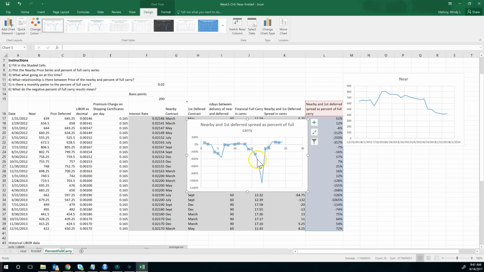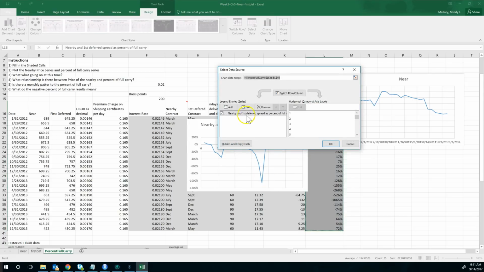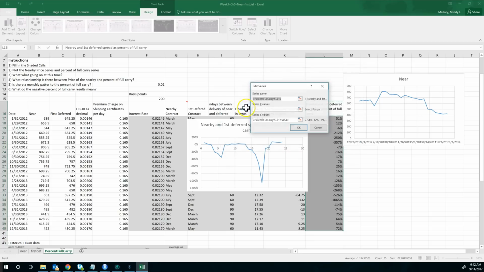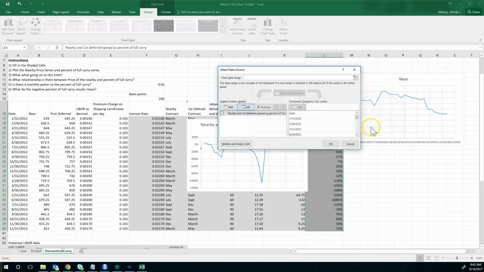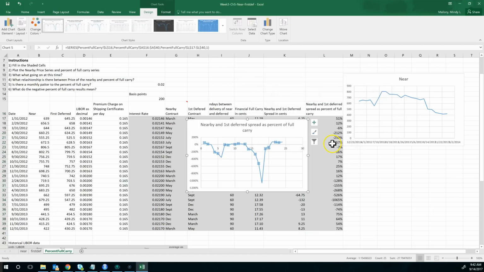Same style. I need to add my dates to the x-axis by selecting the series, right-clicking, and choosing Select Data. Select it, edit, and insert the date column. Oh, I didn't like that, and I think it's because I gave it the column header. Yeah, okay, fixed.